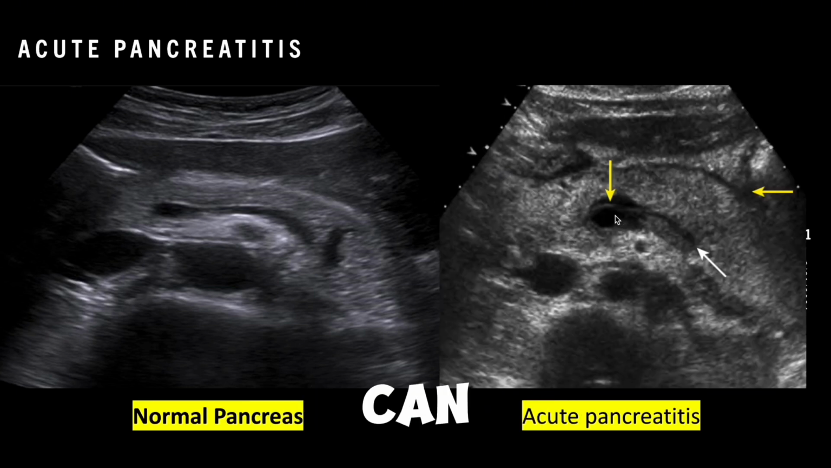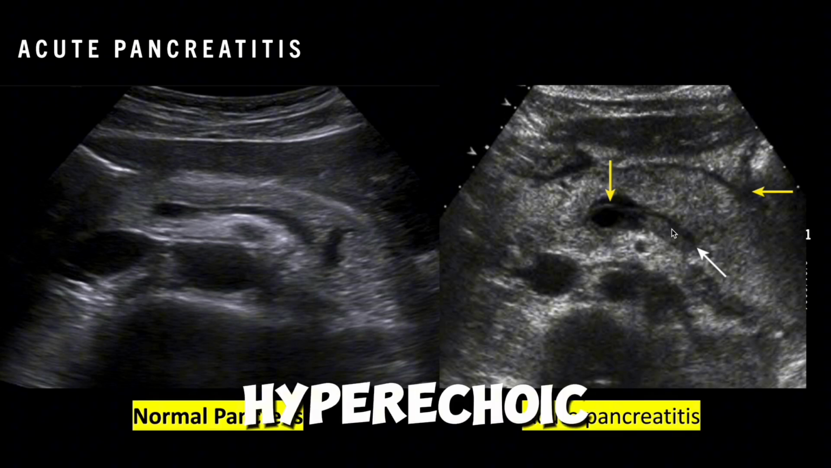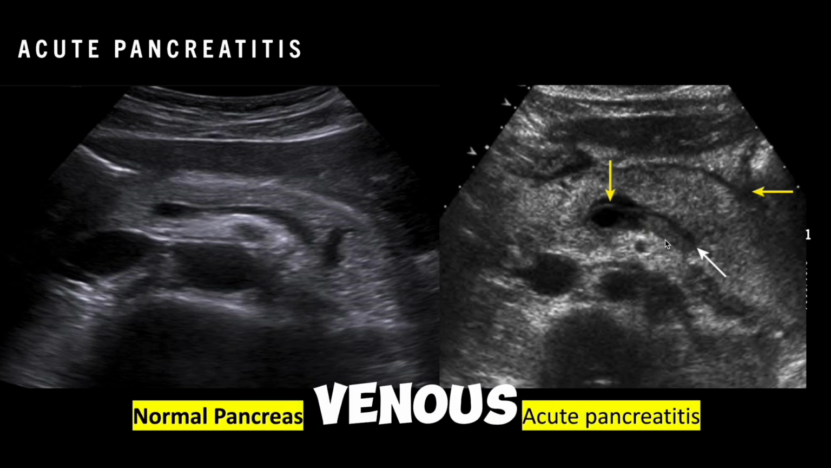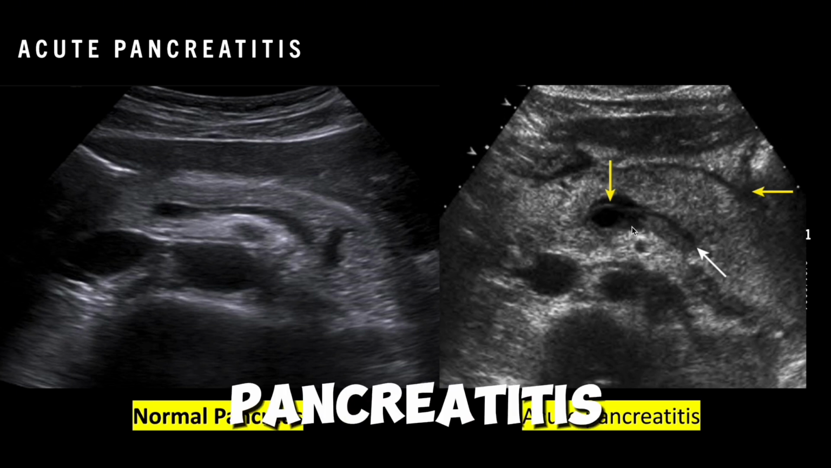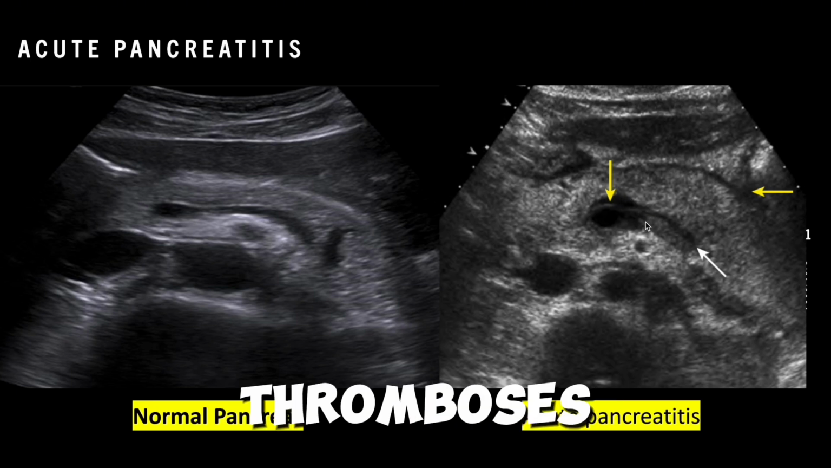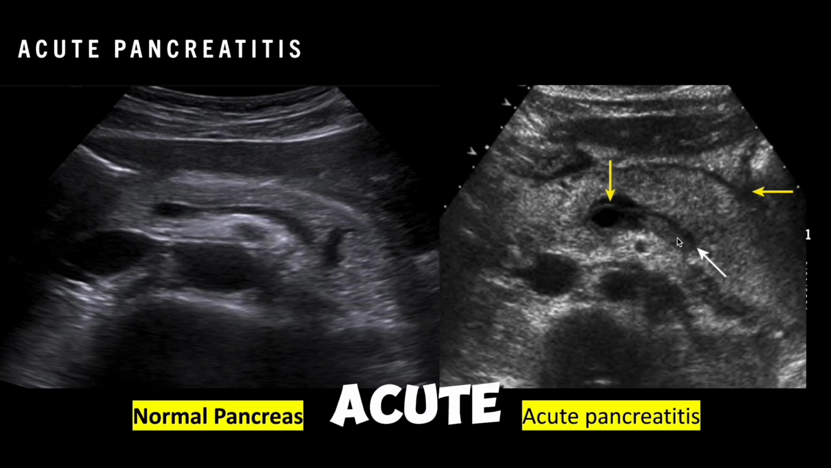In this image, we can see this is the splenic vein. This is the splenic vein. If we look inside the lumen of this splenic vein, here is some hyperechoic structure. So friends, this is splenic venous thrombosis. Splenic venous thrombosis is also common in acute pancreatitis. And we can see there are some inflammatory changes near this vein. So perivascular inflammatory changes or sometimes actual thrombosis can develop in acute pancreatitis.